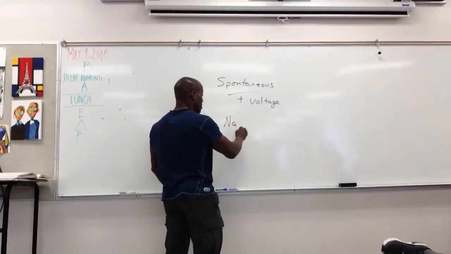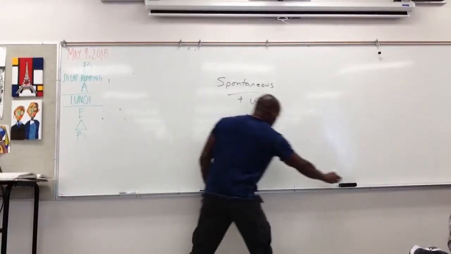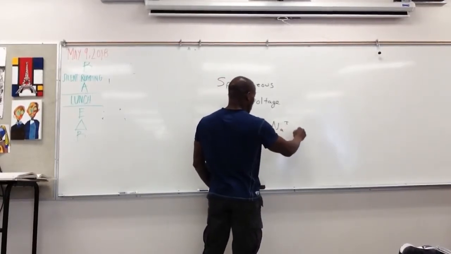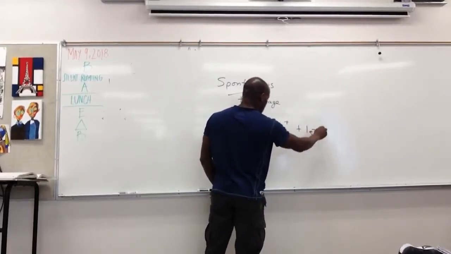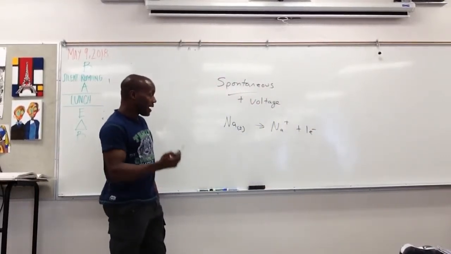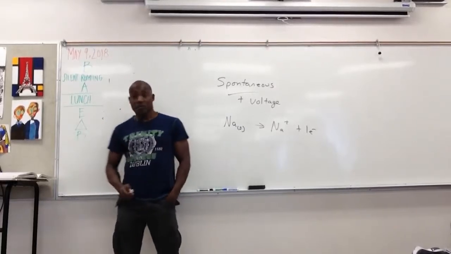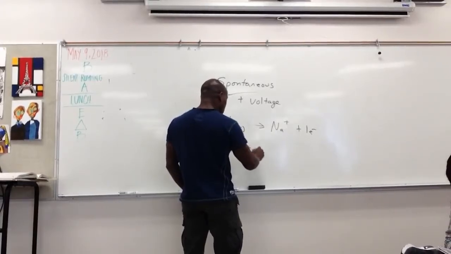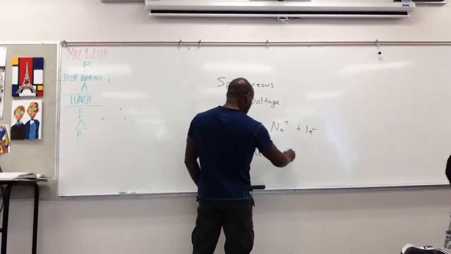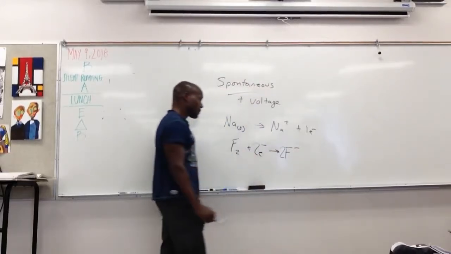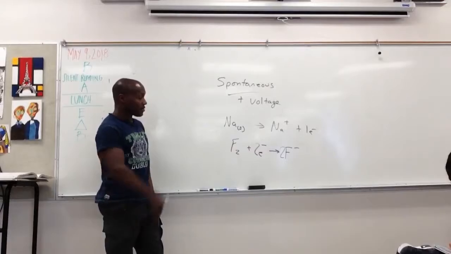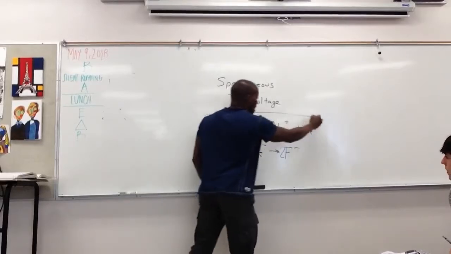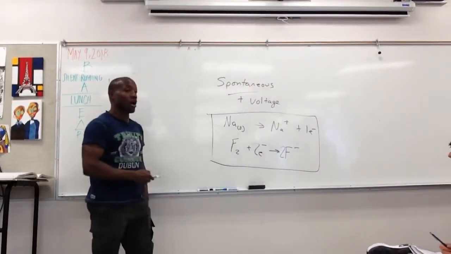Let's take a look at sodium metal, and the sodium metal is going to be oxidized, so it's going to release an electron. And let's pair this up with fluorine. So we've got fluorine, and we're going to give fluorine electrons, and that's going to make fluoride. And so this is our reaction. We wonder if these two reactions paired will make a spontaneous redox reaction.